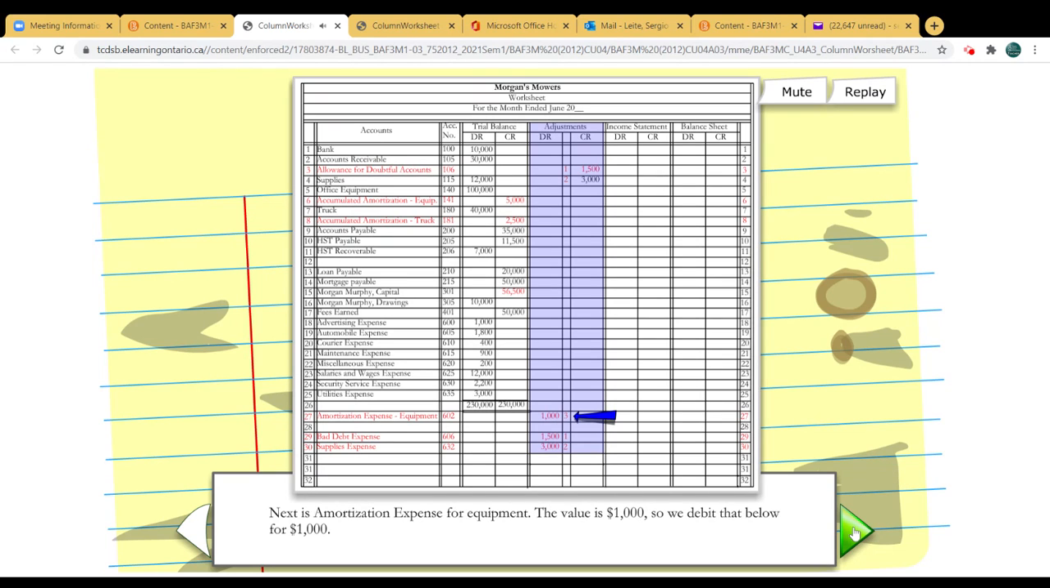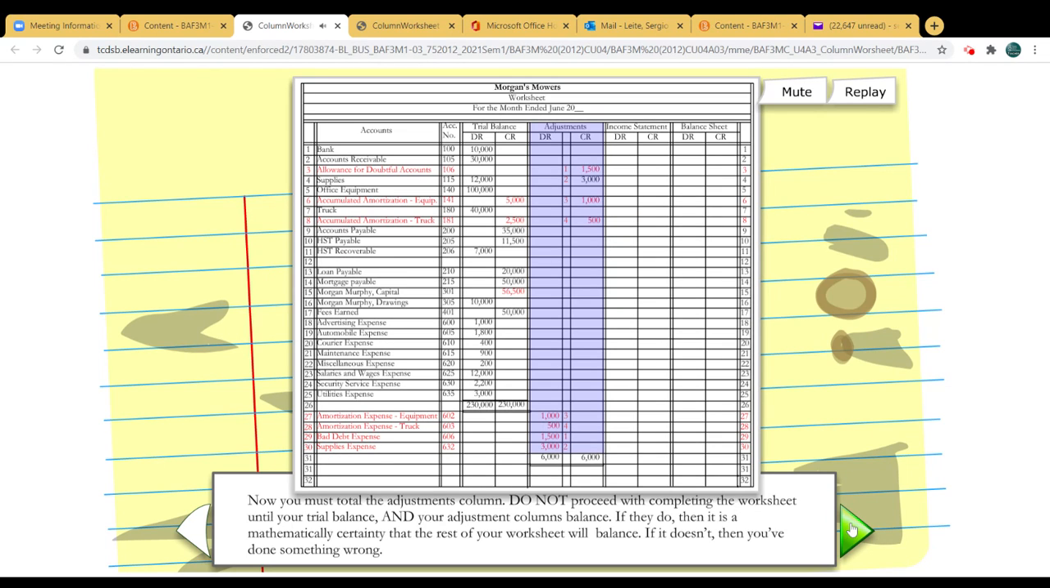Next is the amortization expense for equipment. The value is $1,000, so we debit that below for $1,000. Then we place the corresponding credit for $1,000 in the credit column of the adjustments for accumulated amortization for equipment. Then we follow the same process for the truck. First the debit, then the credit. This is adjustment 4. Now you must total the adjustments column.